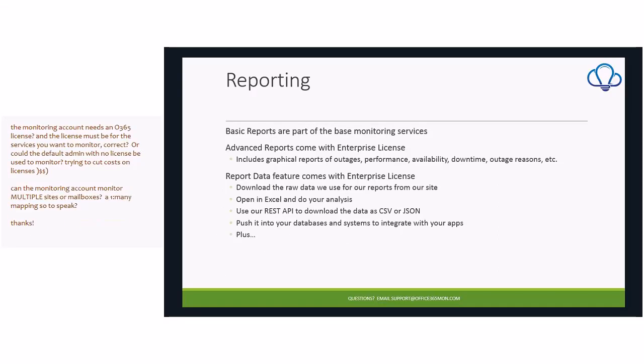Okay, so now let's talk about reporting. Basic reports are part of the base monitoring services. We're going to take a look at all this in a little bit, and we'll look at what that is. It's basically what my outages look like in tabular data format, and what my performance looks like. The advanced reports come with the enterprise license. That includes graphical reports of your outages, performance, availability, downtime, a bunch of things. I think there's about 11 reports in all.